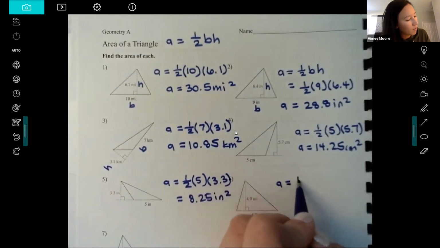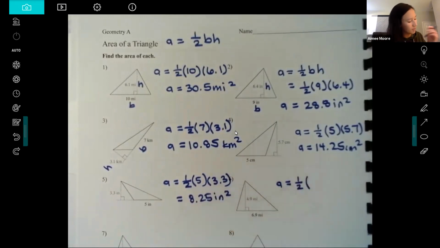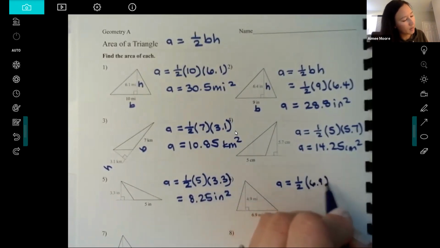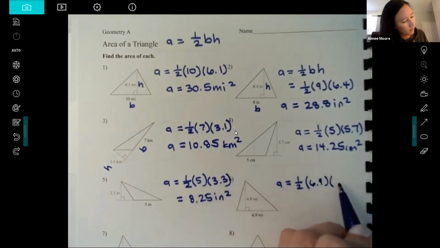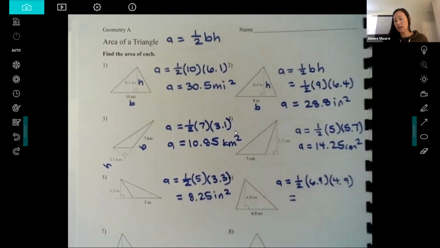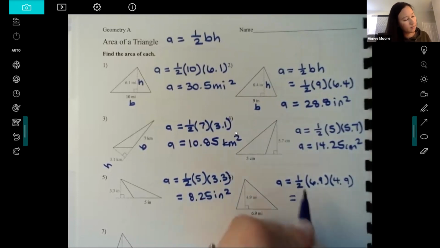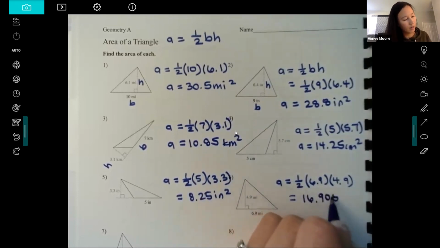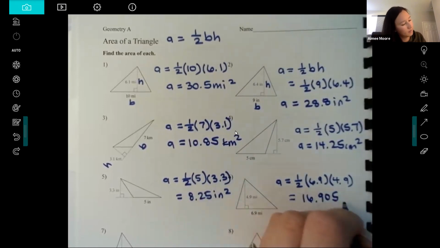Number 6, we have 1/2. What's the base? 6.9. Okay. Times the height. 4.9. Okay. Perfect. That's the hardest part. So 1/2 of 6.9 is 3.45, and then multiply that by 4.9. 16.905.